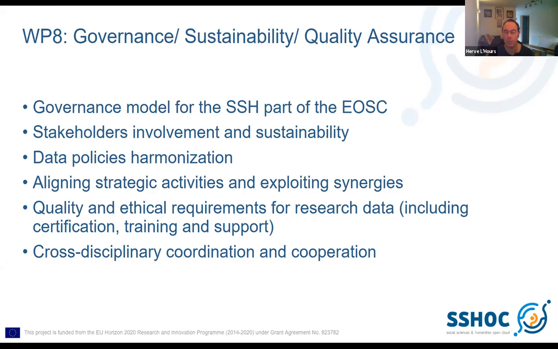And that's where some of this comes in, looking at certification and then pushing that out into training and offering support. And then from there, from this SSH boundary, we're looking at cross-disciplinary coordination and cooperation. The SSH partners are very engaged on the boundaries of their work with cross-disciplinary work, and that adds an additional challenge, which also reflects the question about discipline that we were asked at the beginning.